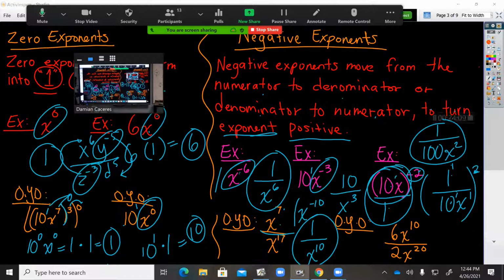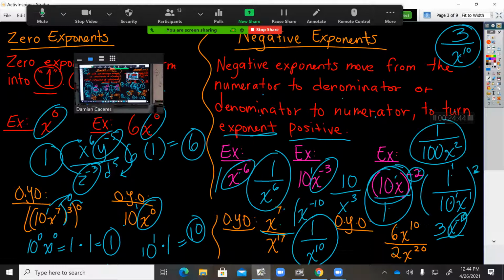Now, on this last example over here, 6 can be divided by 2. And remember, all results go on top. So 6 divided by 2 is 3. And x10 divided by x20 is x to the negative 10, because 10 minus 20 gives you negative 10. Now, you can't leave your answer like that because there's a negative exponent. So your answer has to be 3 over x to the positive 10. Negative exponent goes to the bottom.